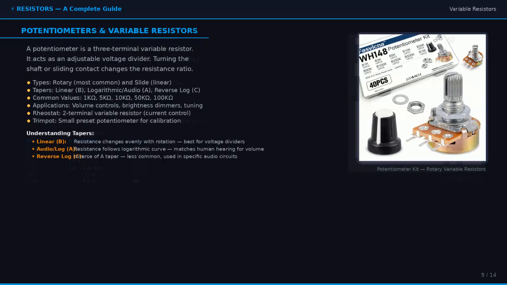A potentiometer is a three-terminal variable resistor that acts as an adjustable voltage divider. They come in rotary and slide types with different tapers: linear taper for even resistance change, logarithmic or audio taper that matches human hearing for volume controls, and reverse log taper for specialized audio circuits. Common values range from 1 kiloohm to 1 megaohm.